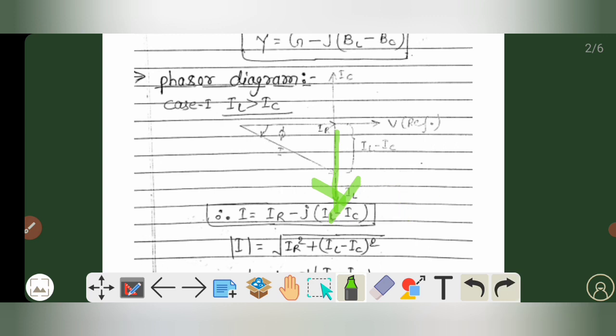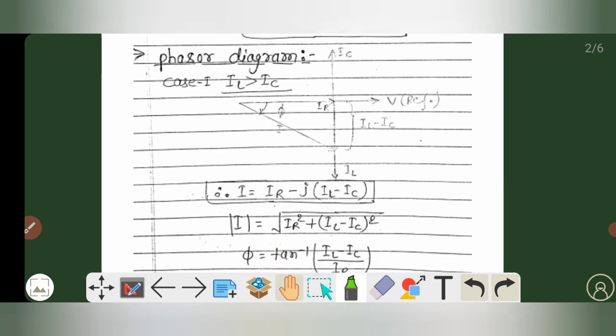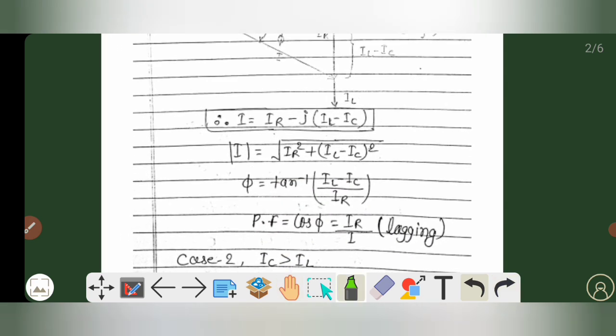Now my dear friends, we will move to the next case, that is IL is greater than IC. As you can see here, this part is denoted by IL minus IC. The next equation is the current: I is equal to IR minus j into (IL minus IC). From here, if you want to calculate the magnitude of current, it comes out to be root under IR square plus (IL minus IC) whole square.